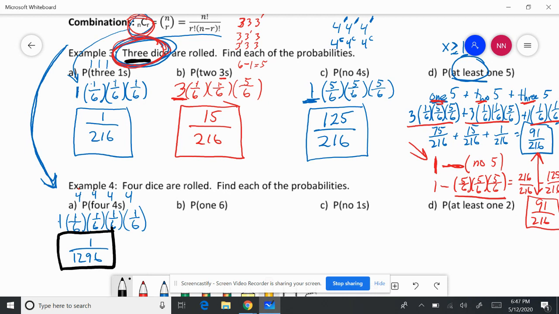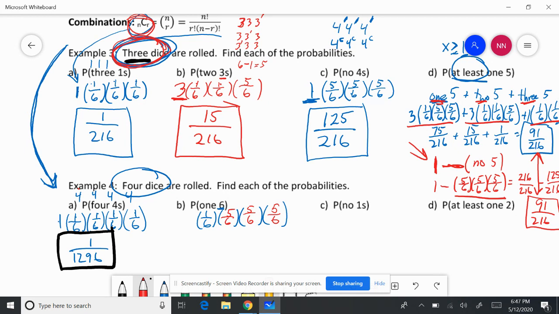Now for letter B, we're going to start using our combination. So we want 1/6. Once again, we're rolling 4 dice. When we roll 4 dice, we have 4 probabilities. 1/6. If there's only one of them, then that means the other ones are the complement. Complement would be 5/6. Now, how many different ways can this happen? 2 different ways you can find it.